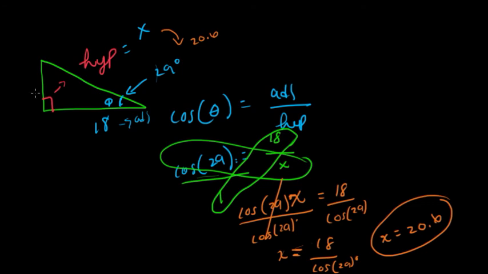Now, if you want to find the other side of the right triangle, we could just use Pythagorean's theorem here, which is a squared plus b squared is equal to c squared. But this question only asks us to find the value of x, which is equal to 20.6.